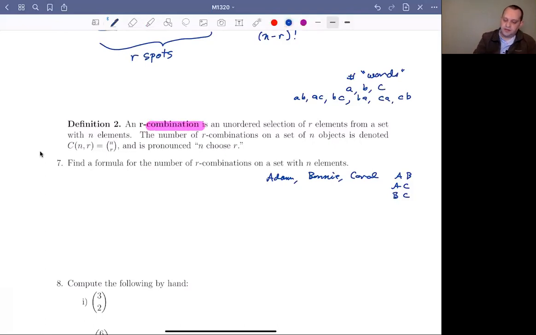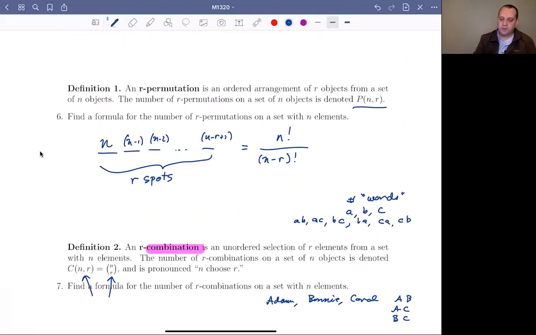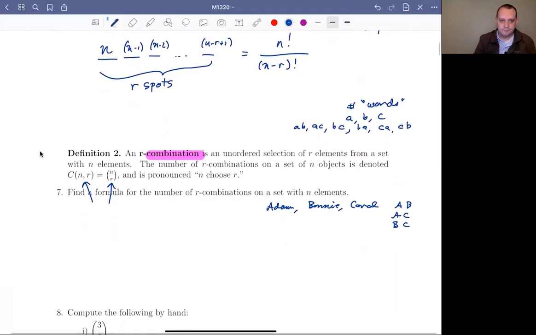And the number of R combinations on a set of n objects is n choose R. And it's written typically like this. So if you're ever in a math context, it's written like this. In some other contexts, it's written like that, C of n, R. So n choose R. By the way, I forgot to say, before, P of n, R is said n permute R. Okay, just if you want to know how to say that.